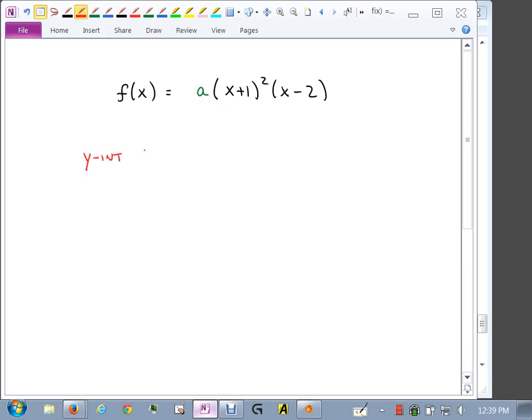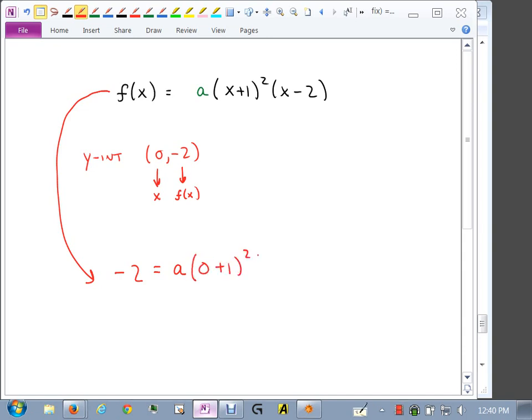The y-intercept, what was my y-intercept? 0, -2. That means when I plug in 0 for x, what should come out of the function? -2. So what I want you to do is take this equation right here, make the left side -2, leave a, whatever a is, and plug 0 in for x. And if you do that, you can solve this for a. It's going to turn out to be 1, but in your homework, it could not turn out to be 1.